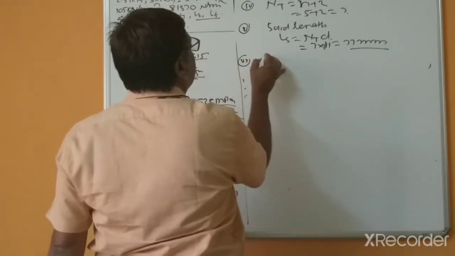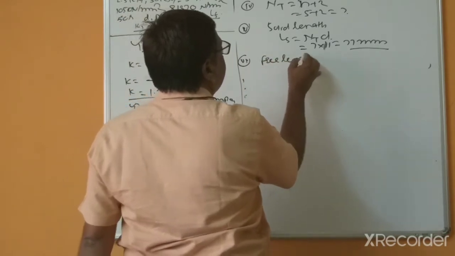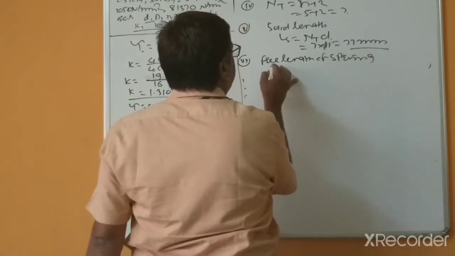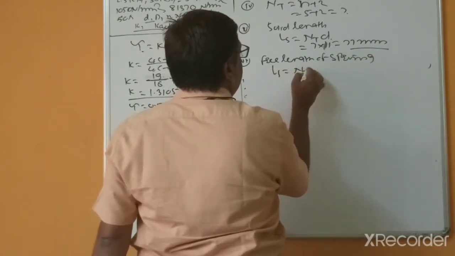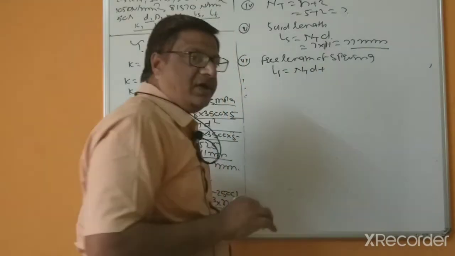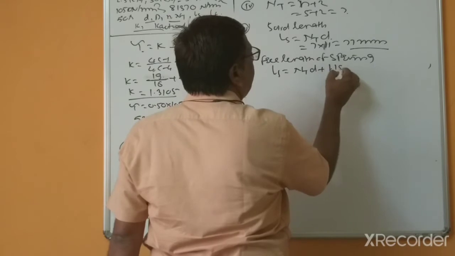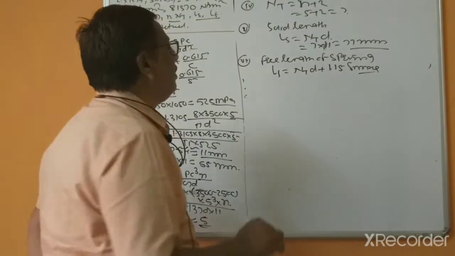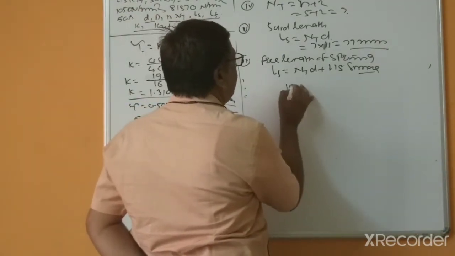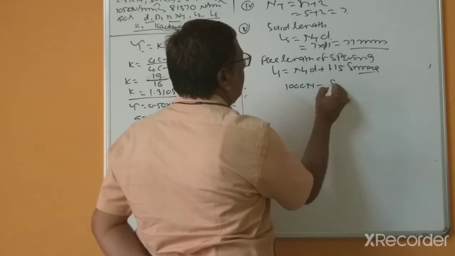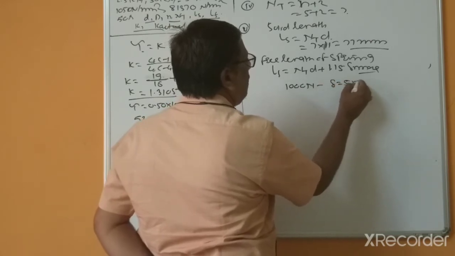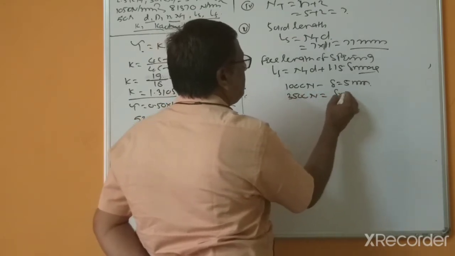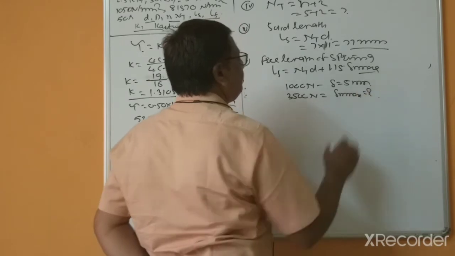Free length of spring equal to, what is the formula? nt into d plus, this is solid length, 1.15 maximum deflection. Still we don't know the maximum deflection. Now, for 1000 newtons the deflection equals 5 mm. So for 3500 newtons, deflection equals what?